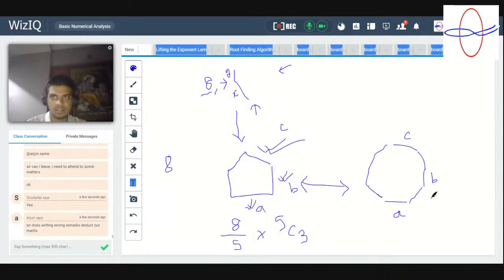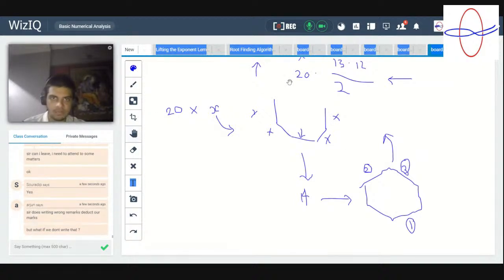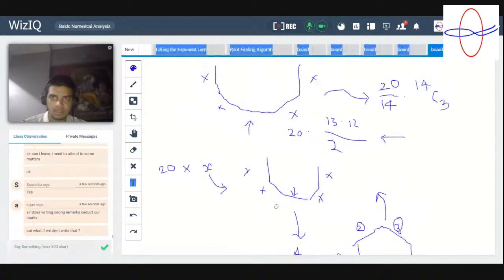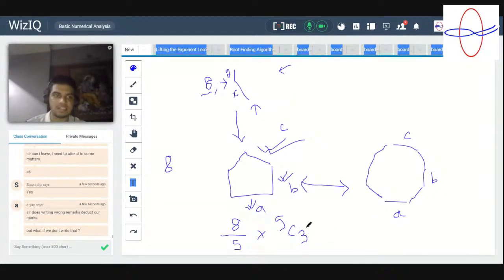So yeah, this is exactly the same thing that he has done here. He has gone by 20 over 14 into 14C3, just as it was 8 over 5 into 5C3 here.